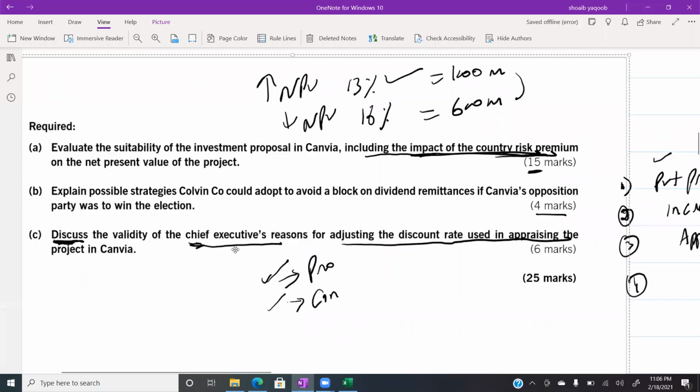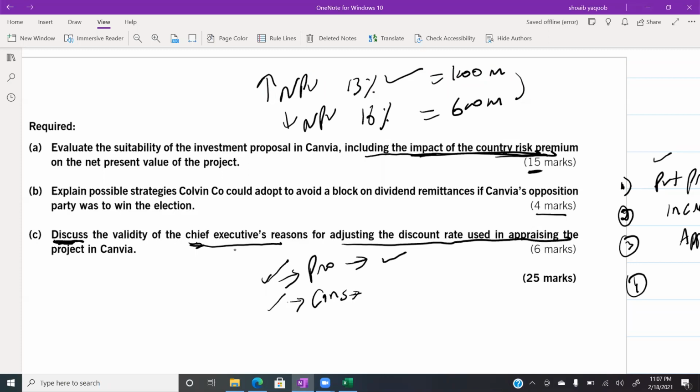Discuss the validity of the CEO's reason for adjusting the discount rate used in appraising the project. I have discussed the statement when I was reading the scenario. So I have already discussed the pros and cons. What was the pro? The pro was you are investing in an emerging country. There will be additional risk of political or exchange rate system there. So in order to counter that risk, we should require a country risk premium. So that's why instead of discounting at 13%, we should discount at 16% to reflect the additional risk.